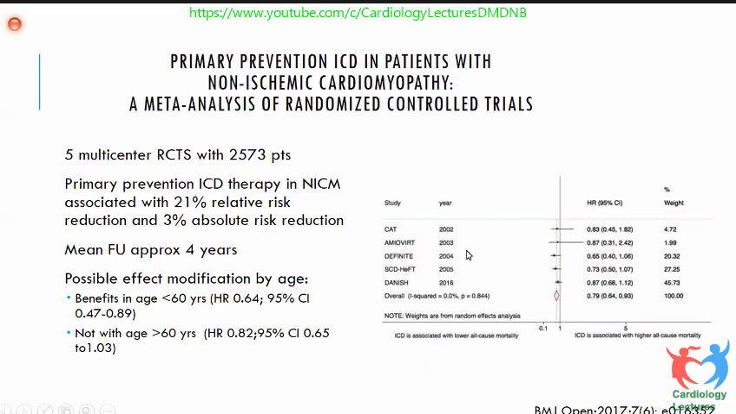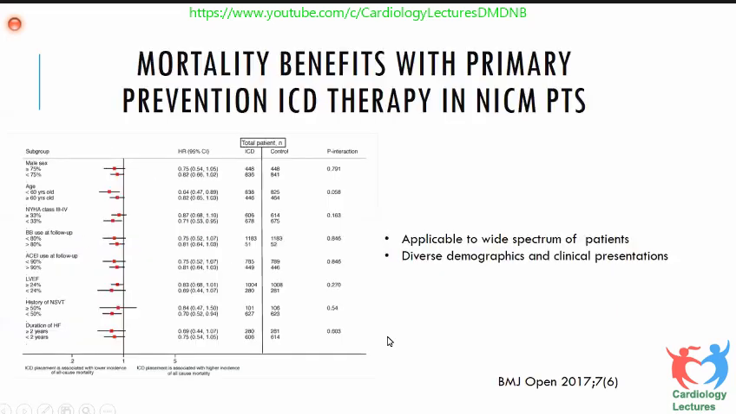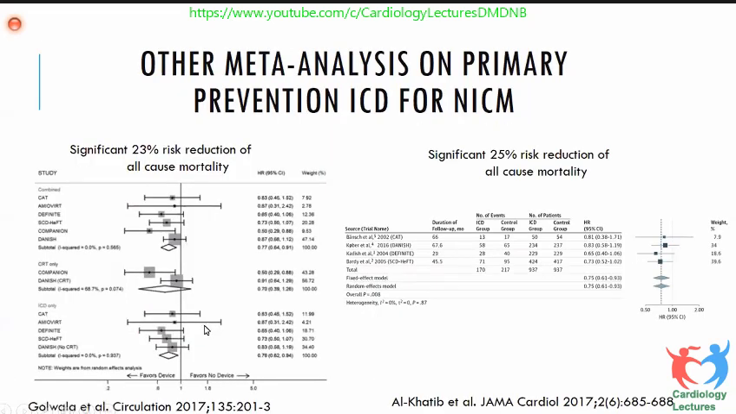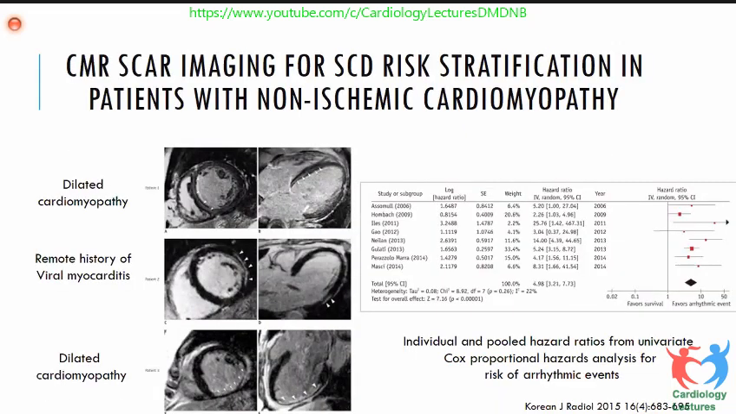Another was published in BMJ Open, of 5 randomized controlled trials of 2,500 patients or so. Again, they look at it, and it seems that in all groups, mortality benefits are seen across the whole spectrum of patients on ICD therapy. Other meta-analyses show here again a significant 23 to 25% reduction of all-cause mortality in these 2 studies. So it is in the guideline that although the Danish trial does have significant results, based on all these meta-analyses, they still keep the current indication in non-ischemic cardiomyopathy.